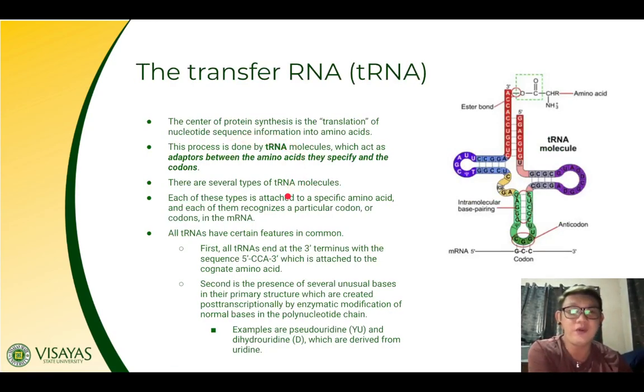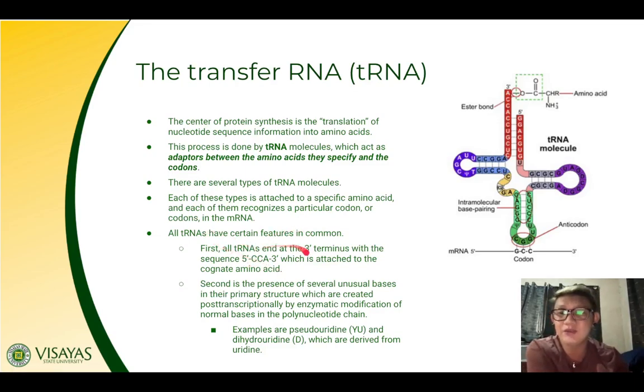So that was all for the messenger RNA. How about the transfer RNA? The center of protein synthesis is the translation of the nucleotide sequence information into amino acids. This process is done by the transfer RNA molecules that act as adapters between the amino acids that they specify and the codons. There are several types of tRNA molecules, and each of these types is attached to a specific amino acid, and each of them recognizes a particular codon or codons in the messenger RNA.